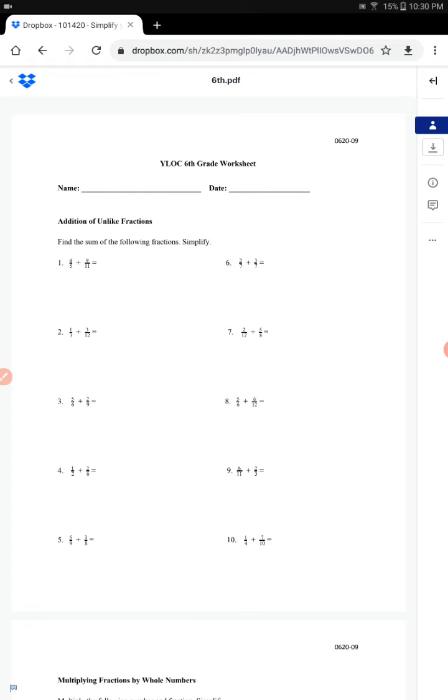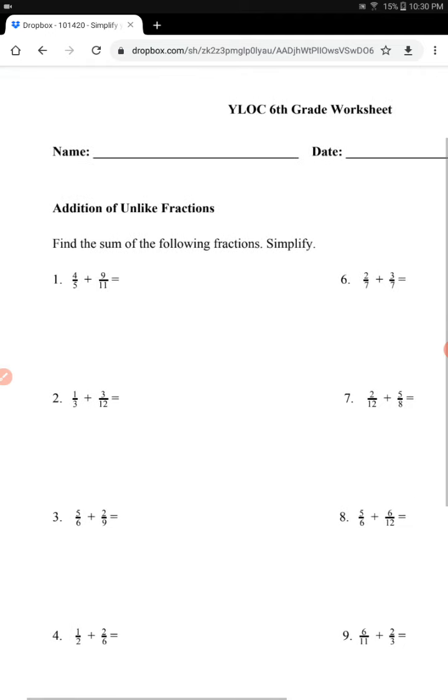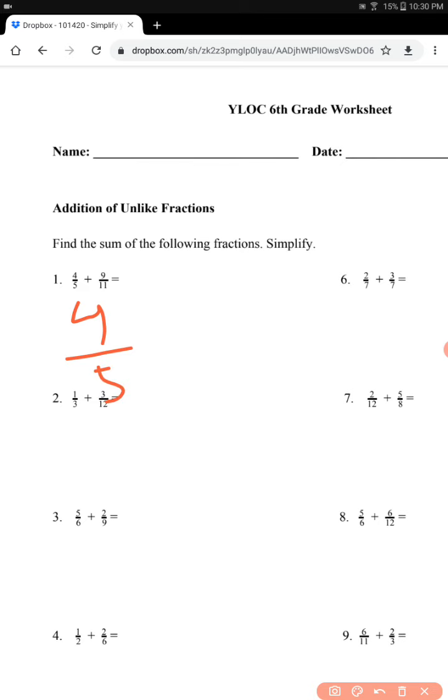So on the first page here, we have addition of unlike fractions. Find the sum of the following fractions, simplify. Alright, so we have 4 fifths plus 9 elevenths, and we have to find the sum.